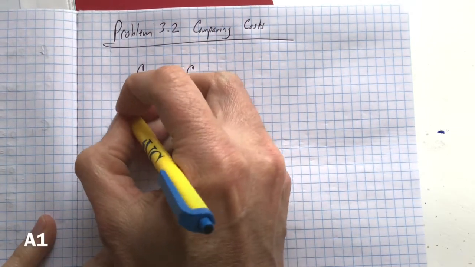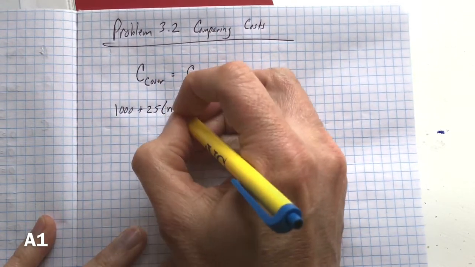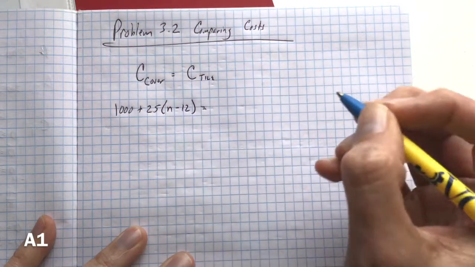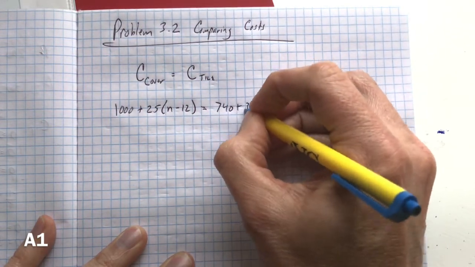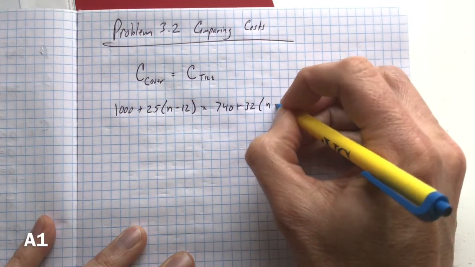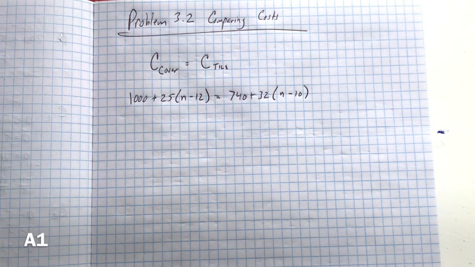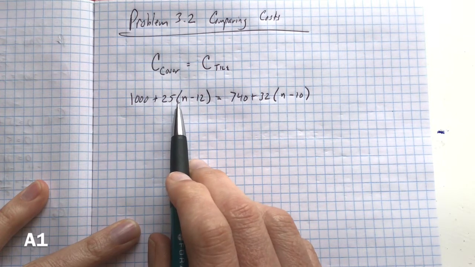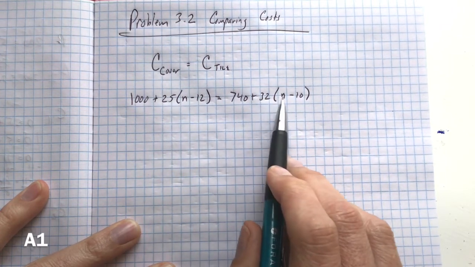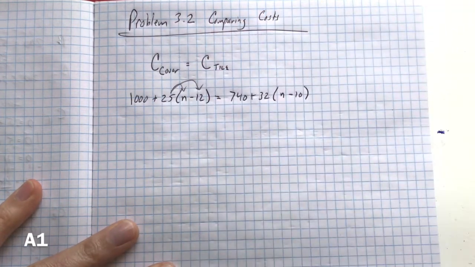1,000 plus 25 times n minus 12 is equal to 740 plus 32 times the number of tiles minus 10. We're looking for the number of tiles for which these companies' costs will be equal. Right away, I need to look carefully at this. I have a 25 right up against the n minus 12 and a 32 right up against the n minus 10. I'm going to need to distribute those through, in both cases.